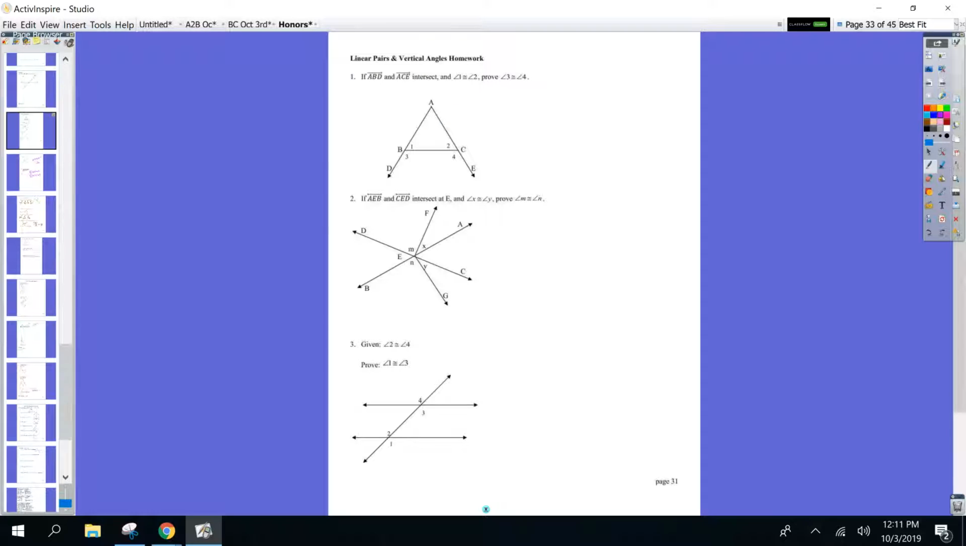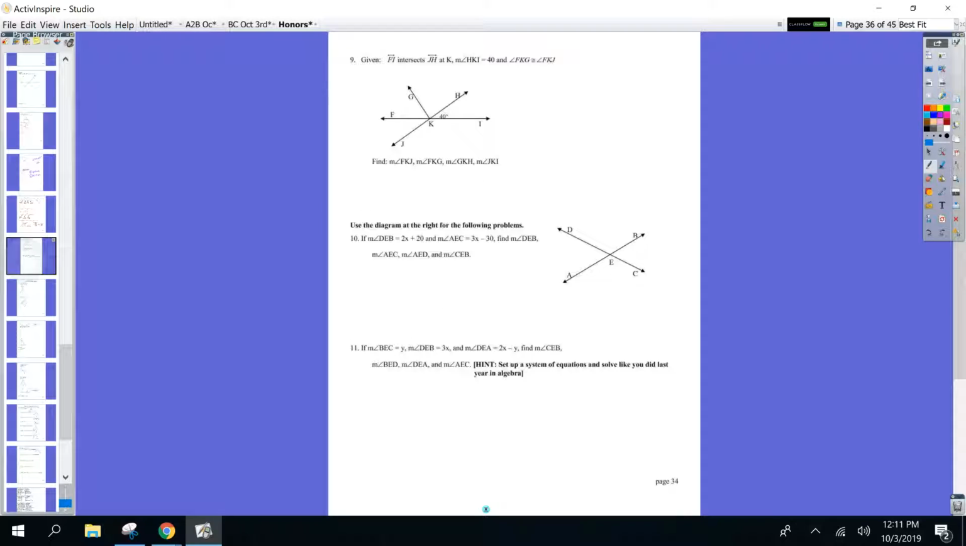Let's just get right to it. The beast one that you may have trouble with. Number 11.